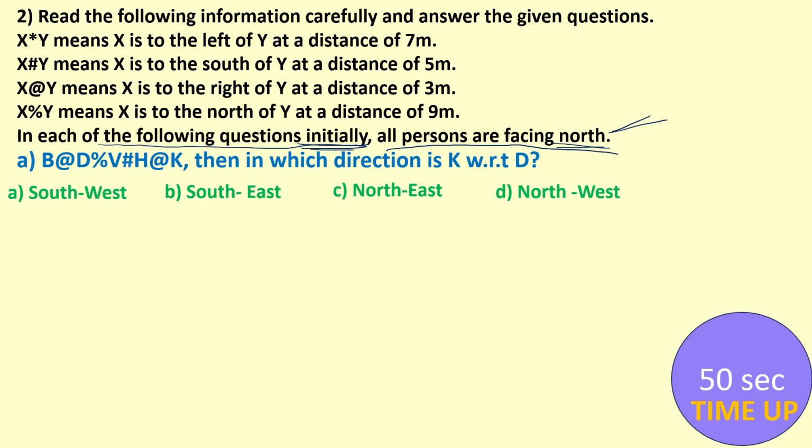Like see here, if you notice, x star y means x is to the left of y. So initially x is facing where? X is facing north direction. So for that you need to use. Now the first expression they have given is this: B at D percent V hash H at K.